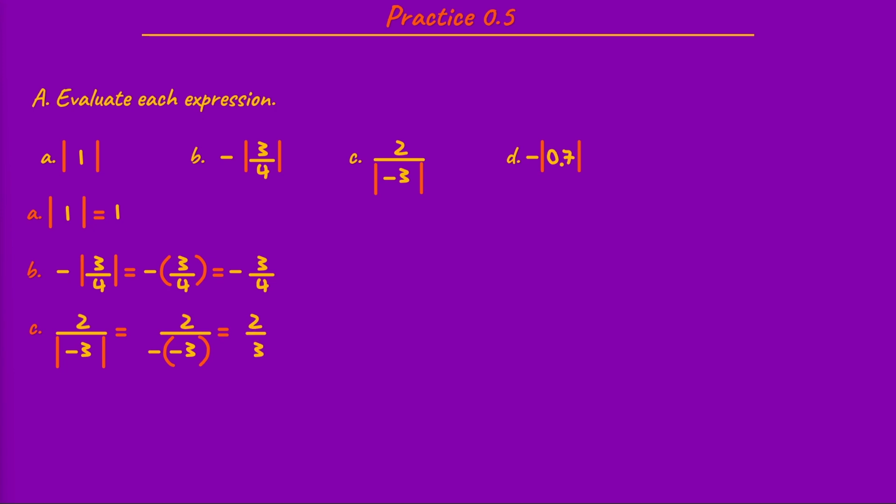The last expression that we have is negative the absolute value of 0.7. So the absolute value of 0.7 will be positive 0.7, multiplied by the outside negative. So the final answer will be negative 0.7. That's all for this practice. Let's move to the next practice.